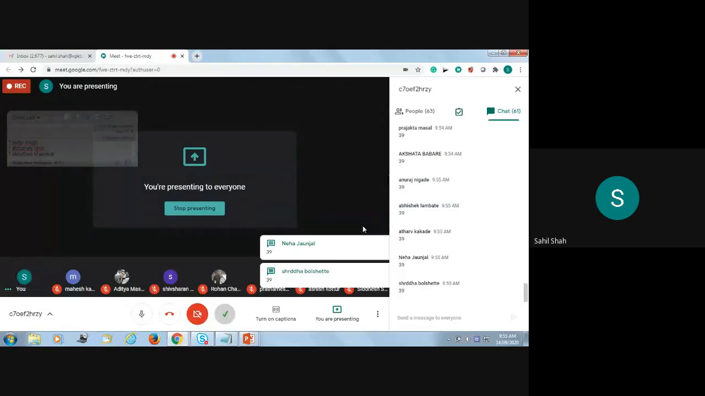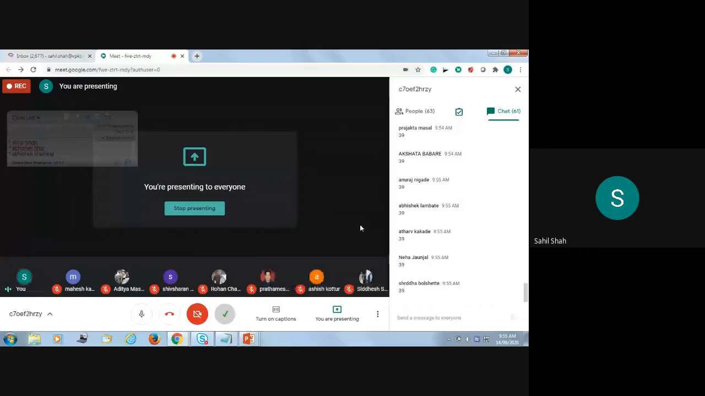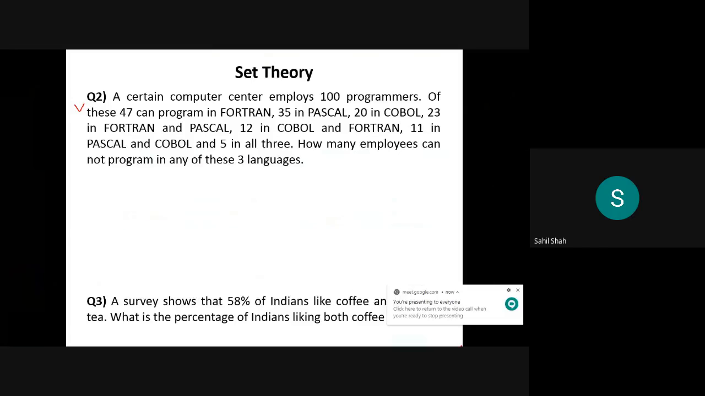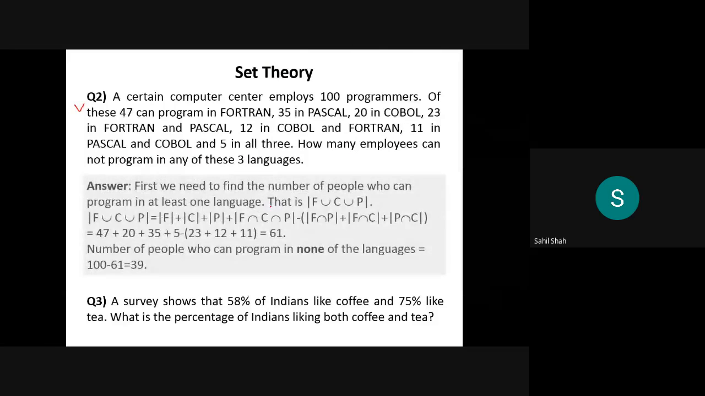So should we see the solution now, whether it is 39 or something different? Let us see what this slide is saying. So 39. The answer is very good.